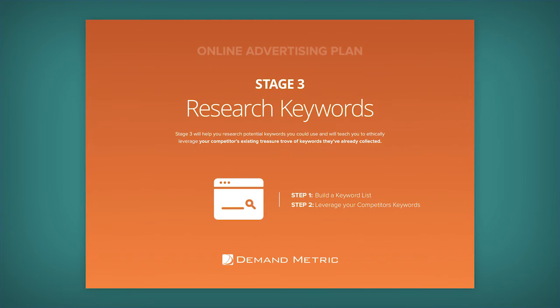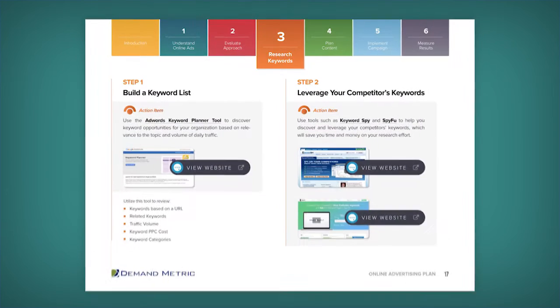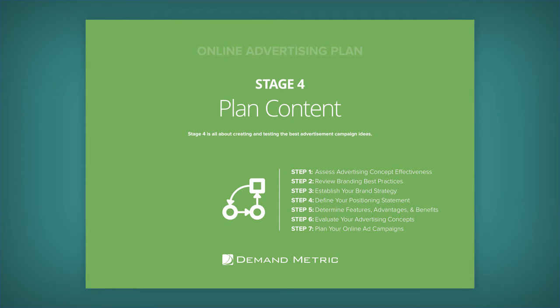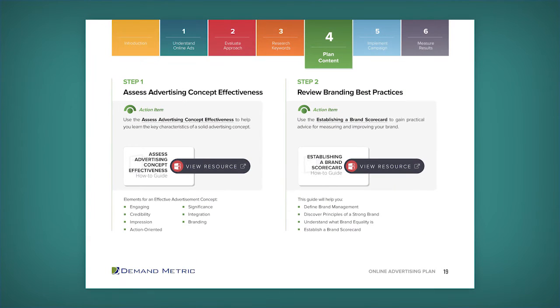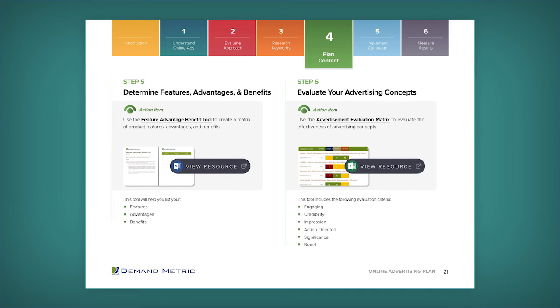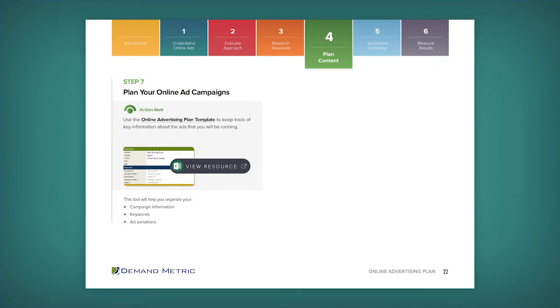In stage 3, we move on to researching keywords. And here, you're going to build a keyword list and then leverage your competitors' keywords. In stage 4, you're going to plan content. And here, the first step is to assess advertising concept effectiveness, review branding best practices, establish your brand strategy, define your positioning statement, determine features, advantages, and benefits, evaluate your advertising concepts, and ultimately plan your online ad campaigns.